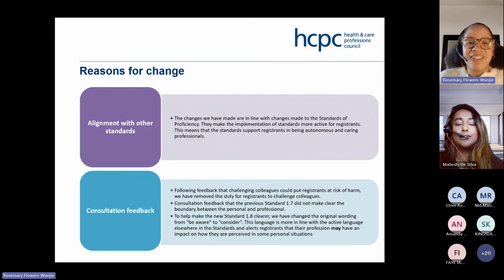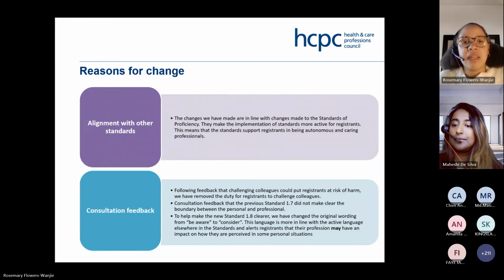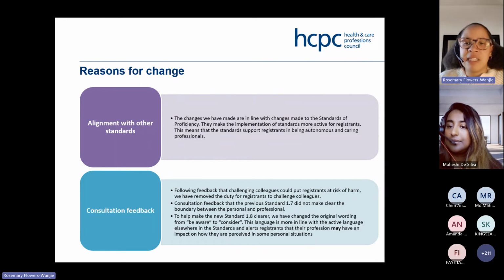As I mentioned earlier, you'll notice that there are some key ways in which this standard, Standard 1, has changed. So there is more active language that is in line with the changes that we've made to the standards of proficiency, and it supports registrants to be autonomous and caring professionals. We've also made changes specifically in response to consultation feedback.